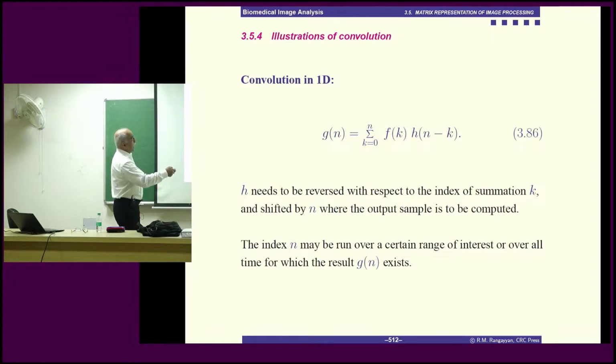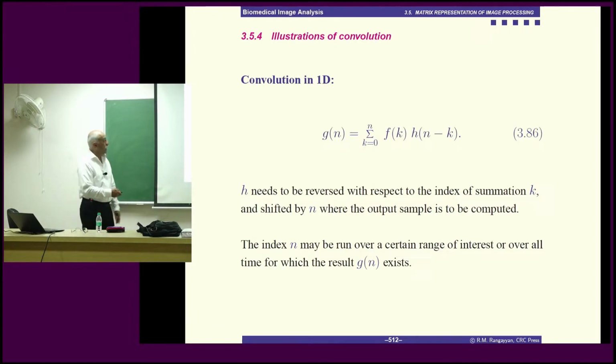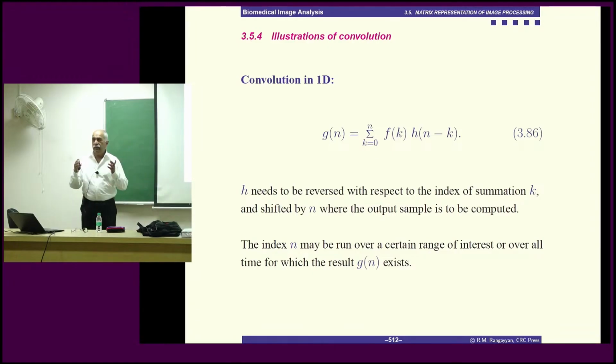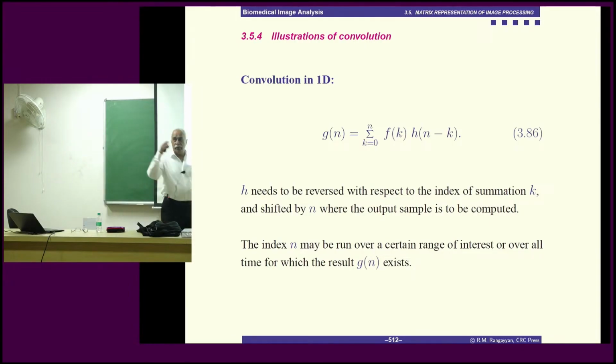And h[n minus k], h is now having minus k reversal with respect to the variable of integration or summation. n is the shift at which the output is computed. So h needs to be reversed with respect to the index of summation k and shifted by n, where the output is to be computed. The index n may be run over a certain range of interest, or over all of time for which g[n] exists. After that, when it's all 0, you stop. So g[n] is computed for n going 0 to whenever.